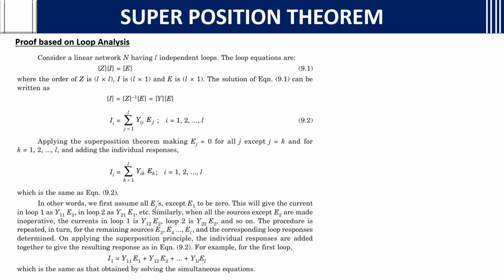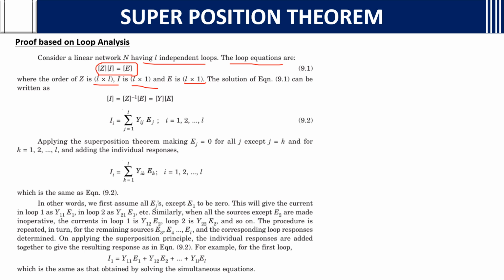Consider a linear network N having L independent loops. The loop equations are in the form of ZI is equal to E. In loop analysis, the general equation is ZI is equal to E, where Z is a matrix of order L into L, I is of order L into 1, that is L rows and 1 column, and E is also of order L into 1.